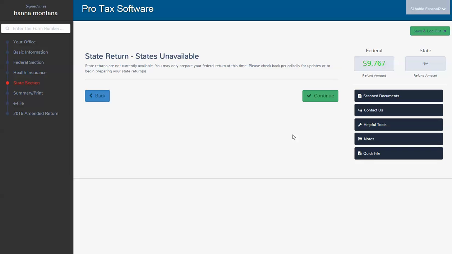Now you can get on to entering in the rest of their forms, and that's what we wanted to cover. It took us a little over 3.5 minutes.